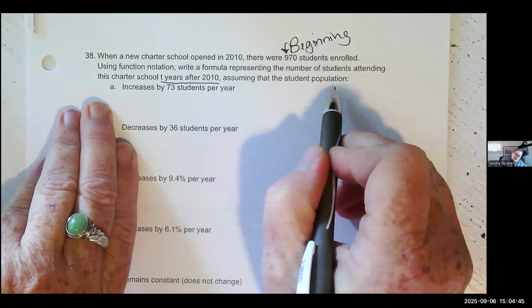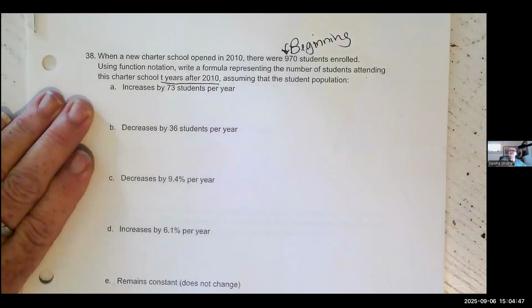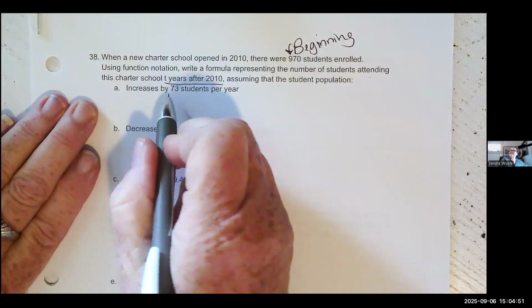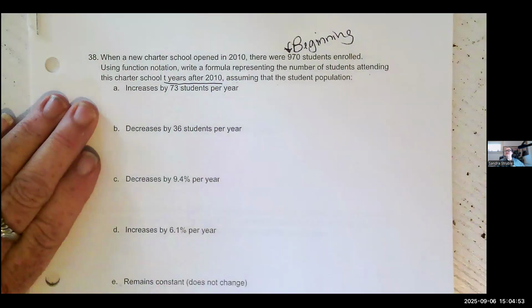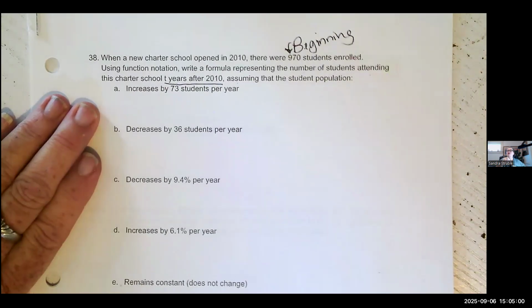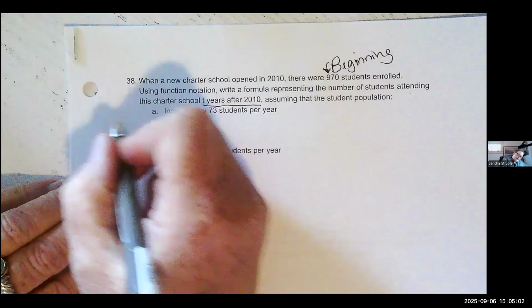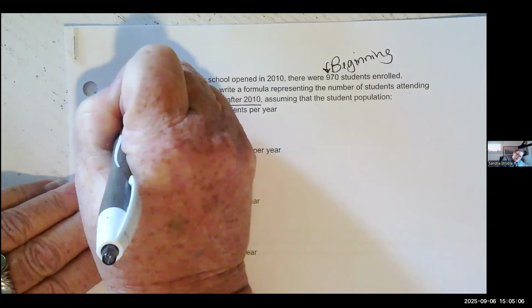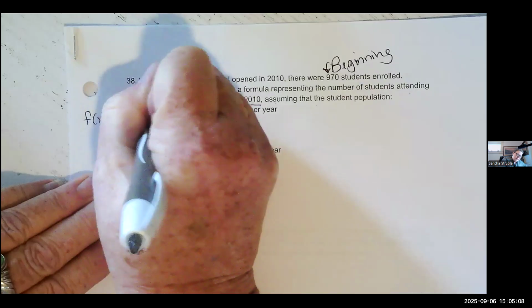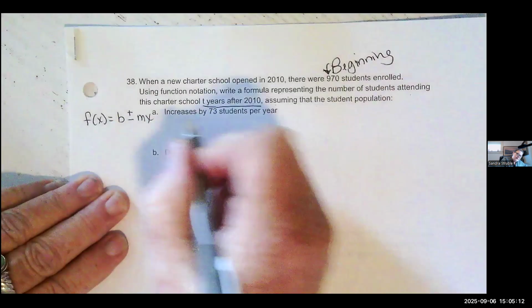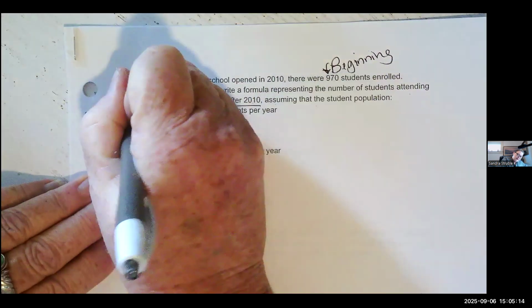Using function notation, write a formula representing the number of students attending this charter school T years after 2010. Assuming the student population, and we're going to get different scenarios here of what we're going to write this as. The first one, it's increasing by 73 students per year. That is a rate of change. That is a linear function. So we're going to be writing this as a linear function. F of x is equal to b, and it's either going to be plus or minus mx. It's going to be either added or subtracted from the initial value. This one's increasing, so we're going to be using plus.